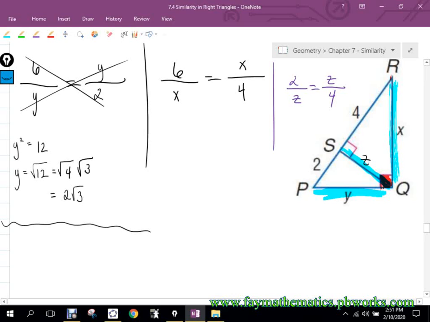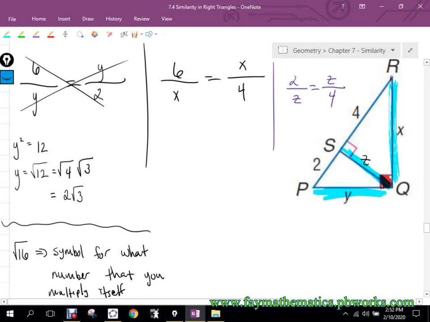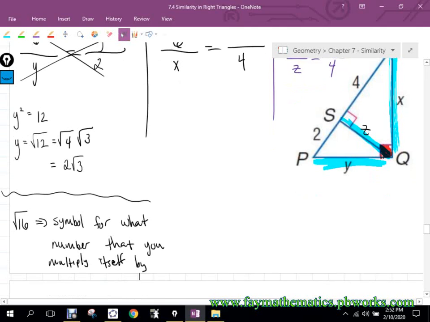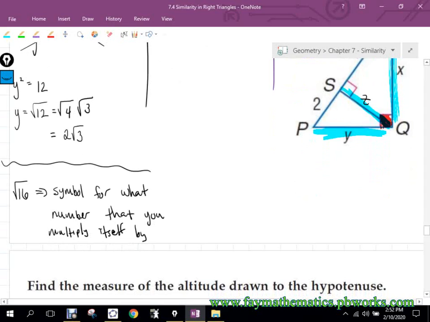I'm not sure that everybody understands this, so let me write this real quick. If I have radical 16, that is a symbol for what number that you multiply by itself. Okay, now this next part's going to change per what root we're taking.